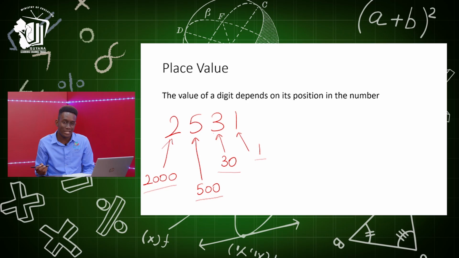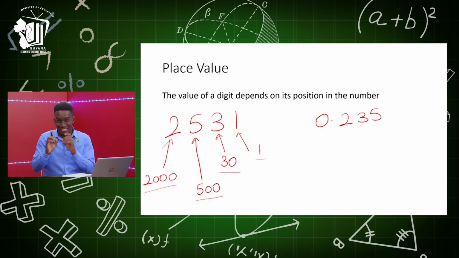Now the place value, you can hear it in the sound when you call the number. For example, this number, 2531. And that can help you to determine the place value of a number. So let's look at another example. Let's say we have the number 0.235 and we want to identify the place value of each digit in this decimal.